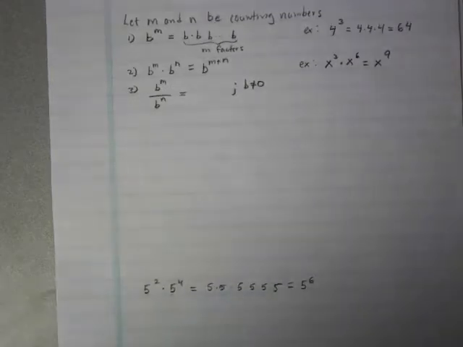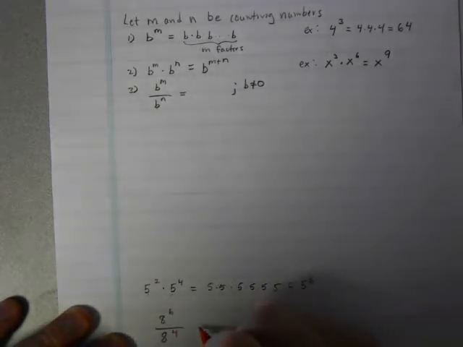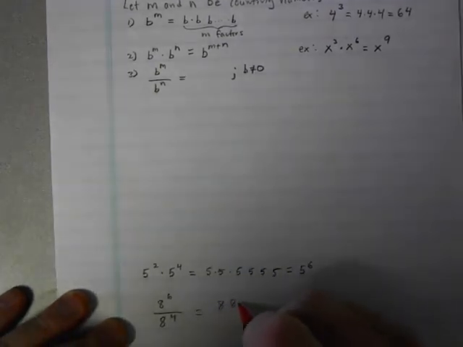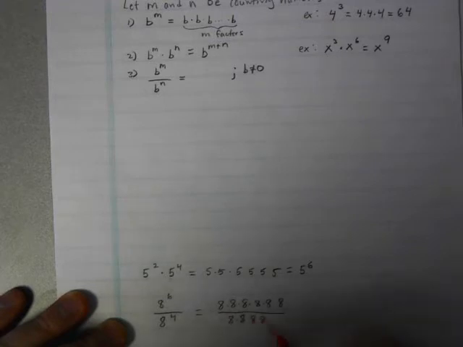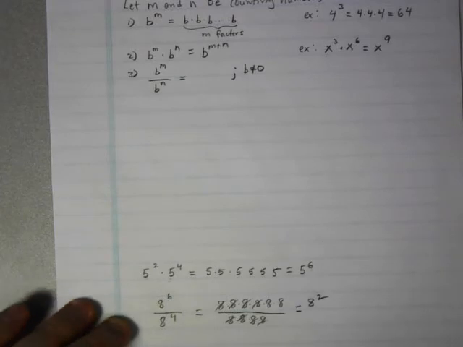Let's see what happens with that, and we'll do the same sort of trick. I might take 8 to the 6th divided by 8 to the 4th. Well, that means you have 6 eights on top and some eights on bottom, and they cancel. I can cancel that 8 with that 8, and so on. Notice what I'm left with: 2 eights, which I write as 8 squared.